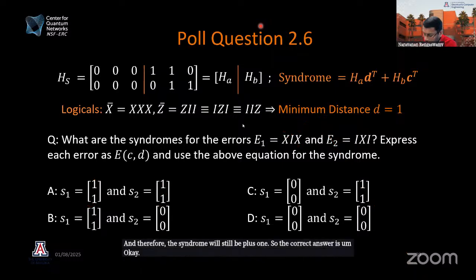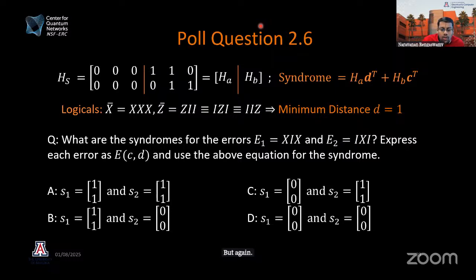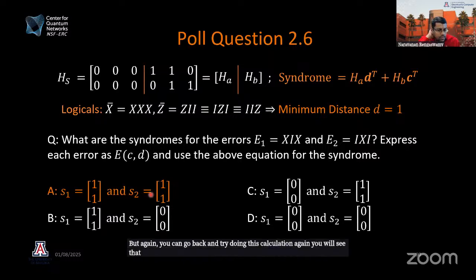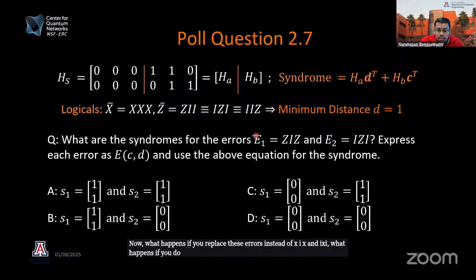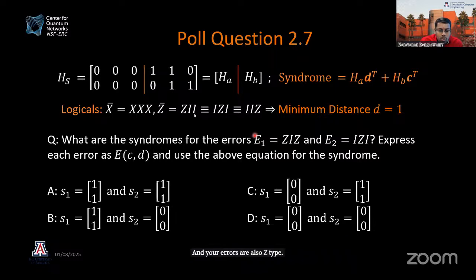But again, you can go back and try doing this calculation again. You will see that the first is the answer. Now, what happens if you replace these errors instead of XIX and IXI? What happens if you do ZIZ and IZI? So your stabilizers are Z-type and your errors are also Z-type. So then what's the syndrome?